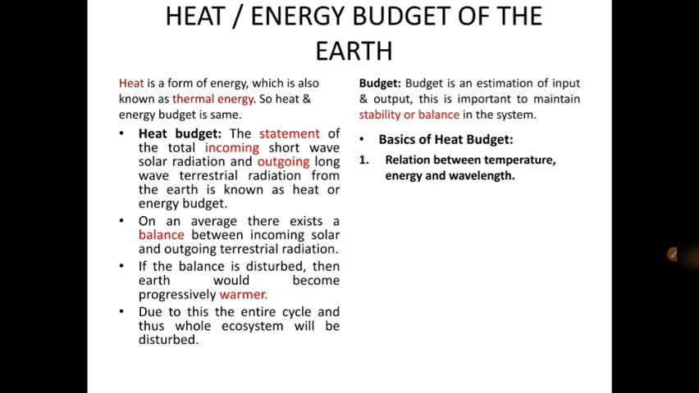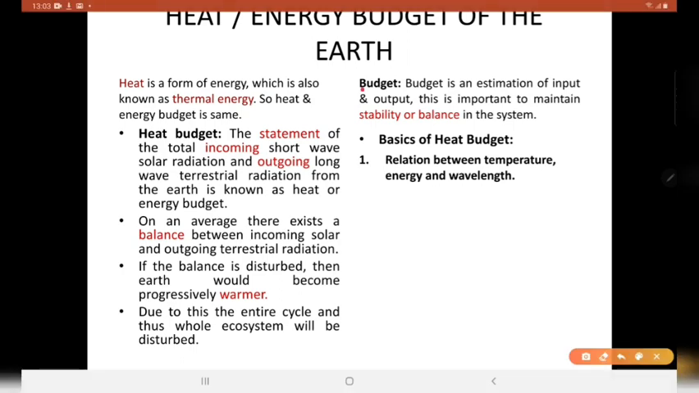Now, one question which comes to our mind is, what is a budget? Budget is an estimation of input and output. This is important to maintain stability or balance in the system. Suppose you earn 10,000 rupees per month. What does it mean? It means you cannot spend more than this. You have to manage your earning and expenditure to make a balance, or otherwise you will get into deficit.